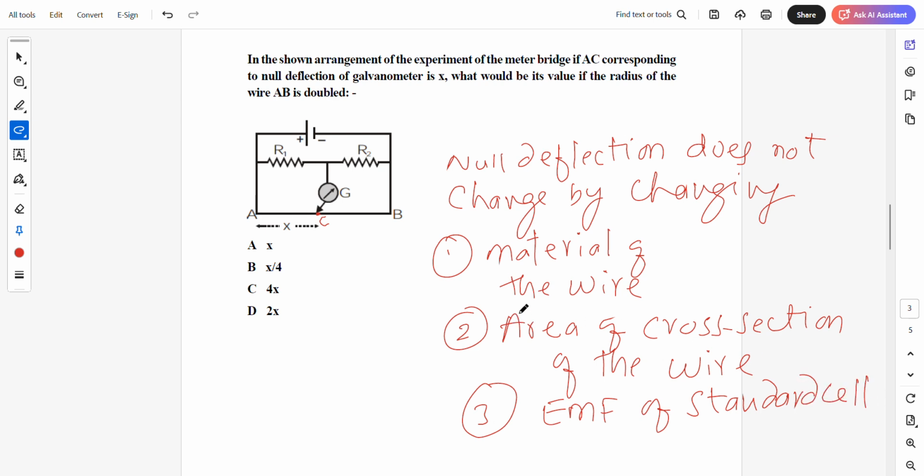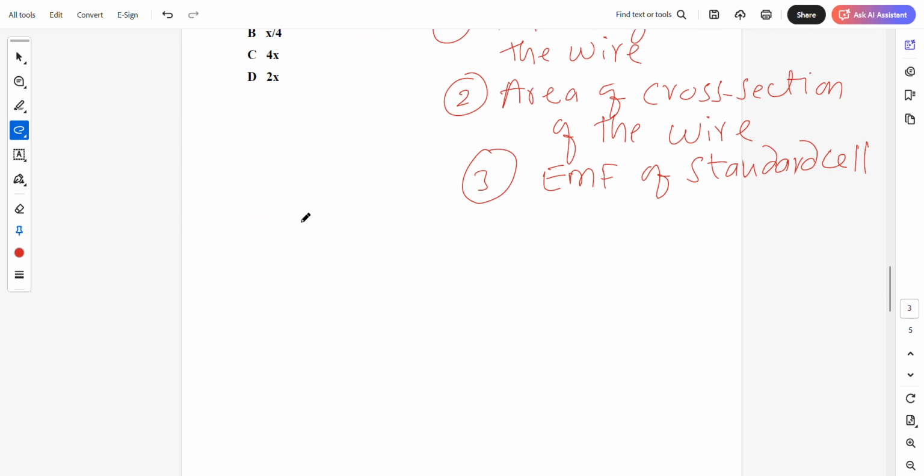Area depends on the radius. So there is no change in the null deflection. It will be at X itself. This is the right answer. If you double the radius, there is no change in the null point. It will be X only. Hope you understood. Next problem.